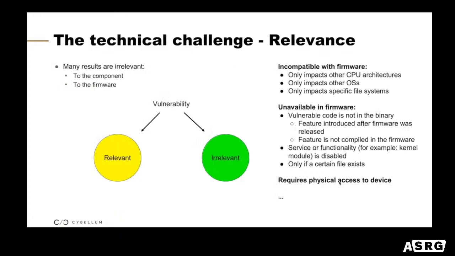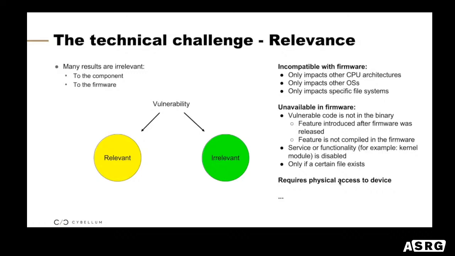The technical challenge, if you want to boil it down to one big challenge, is relevance. And what do I mean by relevance? Many of the results that are coming out of firmware analysis would be irrelevant to the component, the actual device hardware, and its configuration. Maybe vulnerabilities that only impact a certain CPU, and this physical device has another CPU. Vulnerabilities that impact other operating systems, not the one that is installed in the device, and so on.